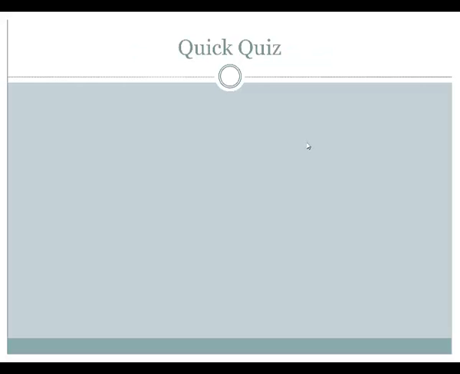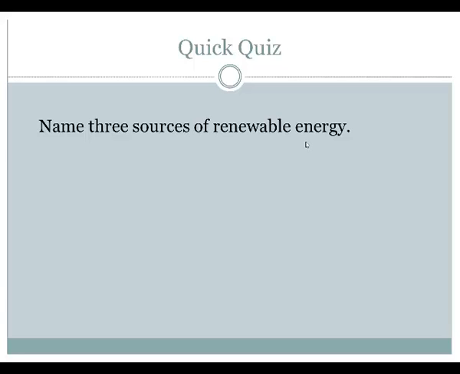So, quick quiz. Name 3 sources of renewable energy. We've talked about 3 of them so far. Name those 3. The 3 are geothermal, solar. Those 2 we've talked about. You could have said hydroelectric, and then also biomass is the other one that we've talked about so far.